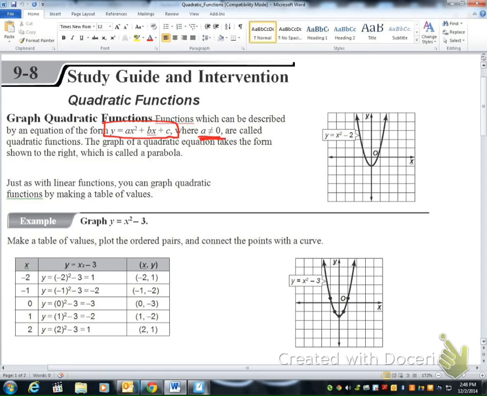Oh my god. This is saying that a can be any number other than 0. It can be a positive number. It can be a negative number. It can be a whole number. It can be a fraction. It can be a decimal. Now, guys.